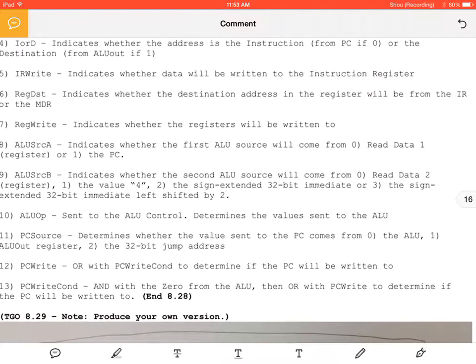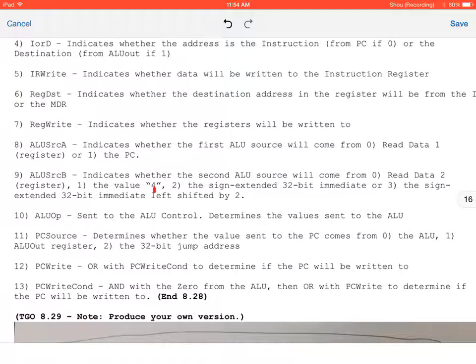ALU source B indicates whether the second ALU source will come from 0, read data 2, which means we have 2 outputs from register; 1, the value 1, so if we're doing PC plus 1, we're just going to the next instruction. This should be 1 for this course, not 4, because you're not incrementing by 4, you're just incrementing by 1; the sign extended 8-bit immediate; or the sign extended 8-bit immediate shifted by 2. We're shifting by 2 to multiply by 4. I can show you the whole data path here in a second.